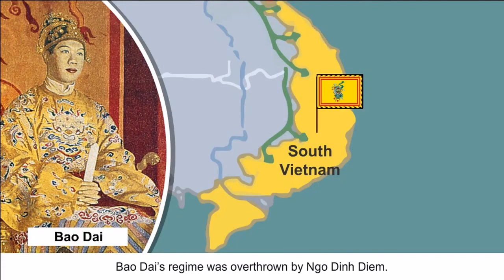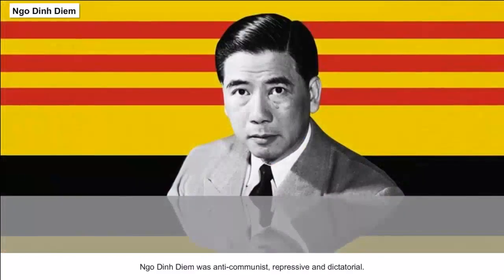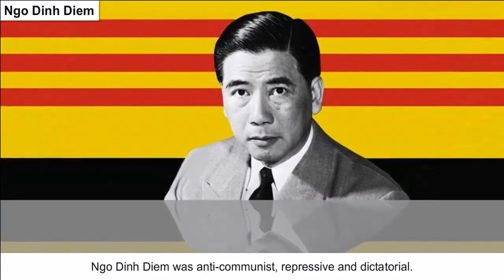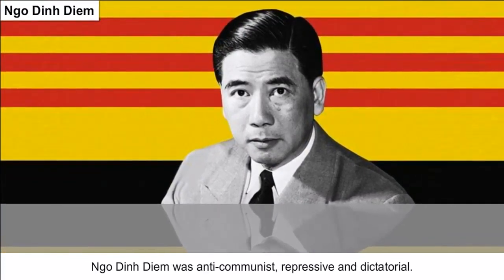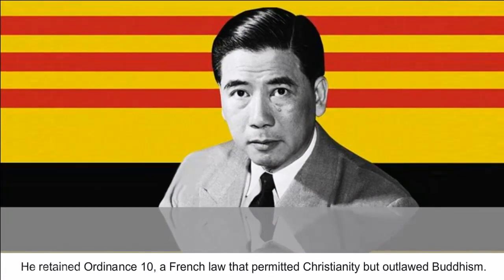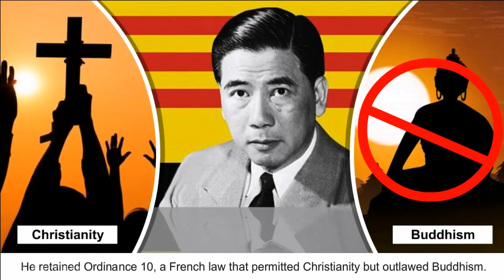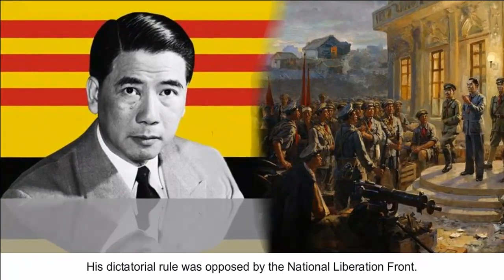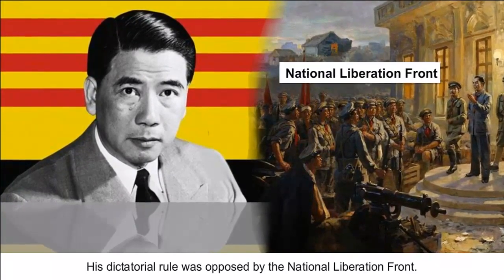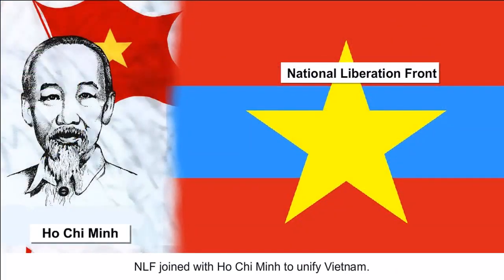Bao Dai's regime was overthrown by Ngo Dinh Diem. Diem was anti-communist, repressive and dictatorial. He retained Ordinance 10, a French law that permitted Christianity but outlawed Buddhism. His dictatorial rule was opposed by the National Liberation Front. NLF joined with Ho Chi Minh to unify Vietnam.